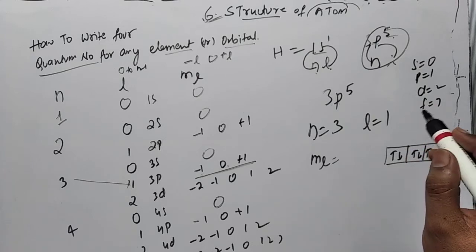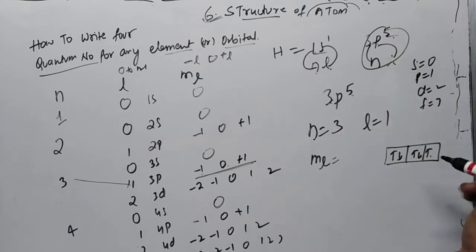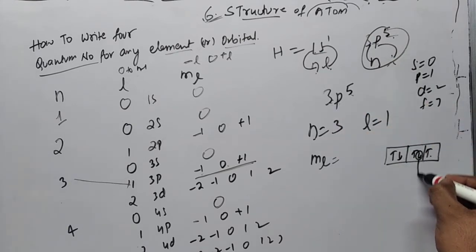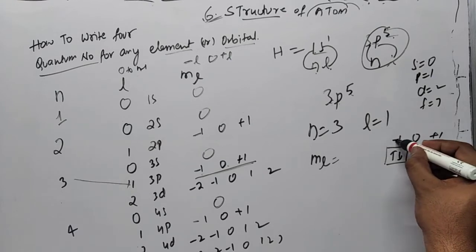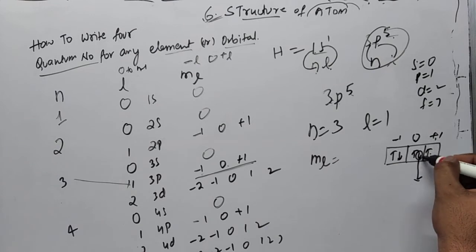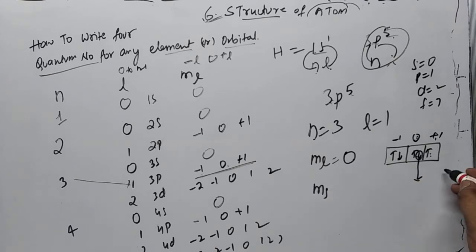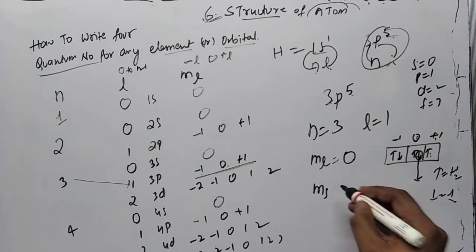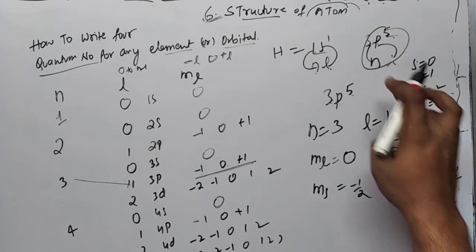quantum numbers, 4 quantum numbers for 3p5, that is, the 3p fifth electron. We have to find the 4 quantum numbers for this electron. So this electron is present in which cell? See, first one is -1, 0, 1. So this is present in the second one, so its ml value will be 0. And what about the ms value? As I told you, if it is clockwise we write plus half, and when it is anti-clockwise we write minus half. So this value will be minus half. These are the 4 quantum numbers for 3p5.